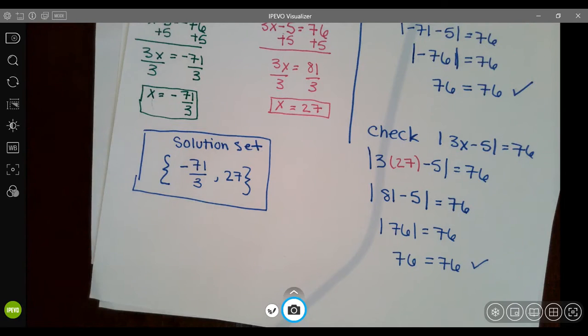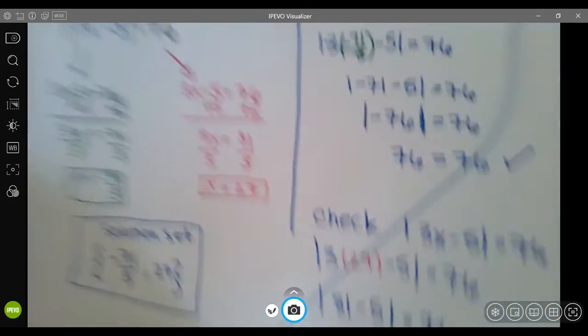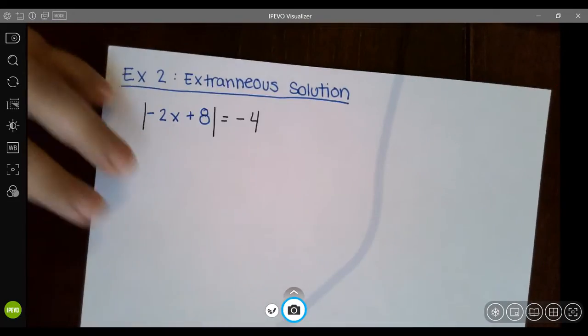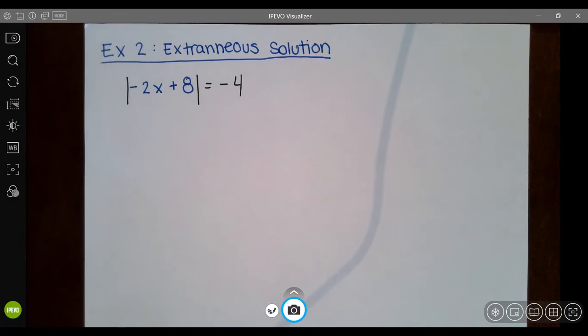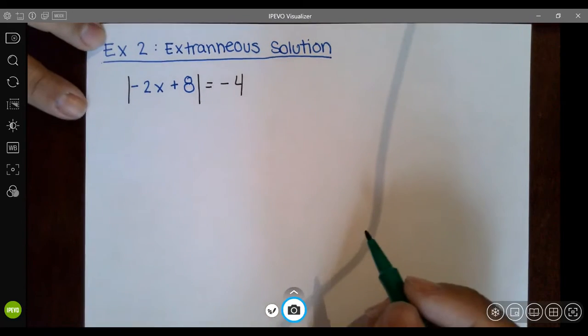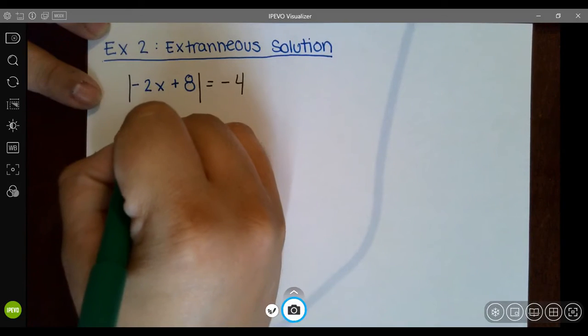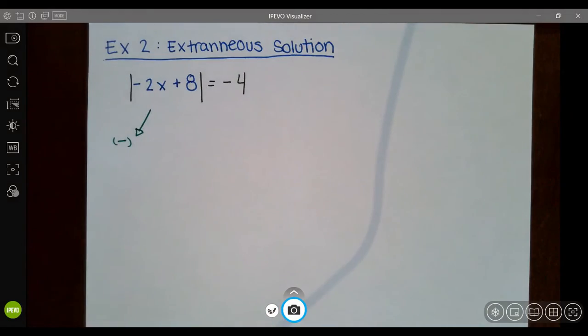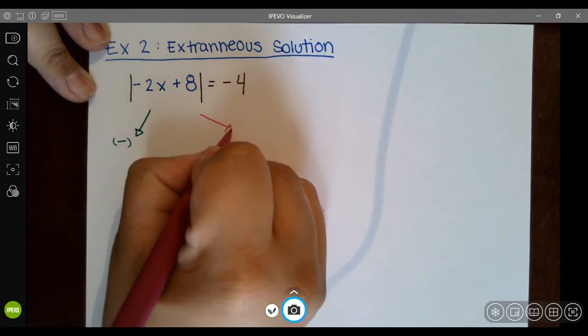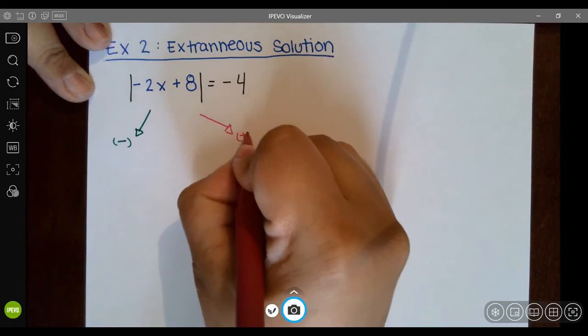Okay, so let's see another problem. Okay, so for this one, I'm going to have an extraneous solution. And we're going to see what that looks like right now. So again, I'm going to split it up into a negative and a positive. So over here is going to be my negative, and over here is going to be my positive.